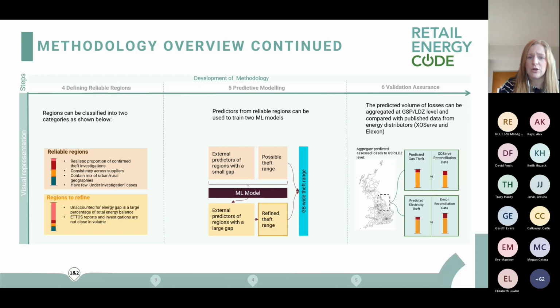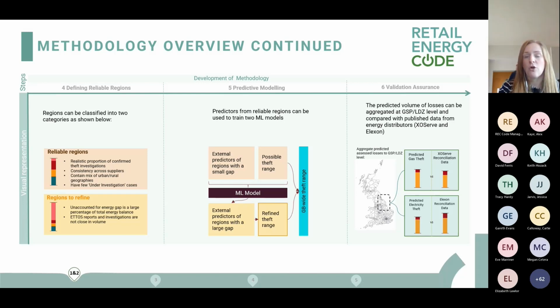So for our reliable regions, we looked at the actual confirmed theft investigations across the regions, and we looked at consistency across suppliers within that, and identified regions that have a mix of the features which we were confirming through our hypothesis testing that were useful to have in the areas. We'll cover that more in depth in part 2 today. But this enabled us to identify regions that we could use to train and test the model. And so from this, we actually built 2 predictive models.